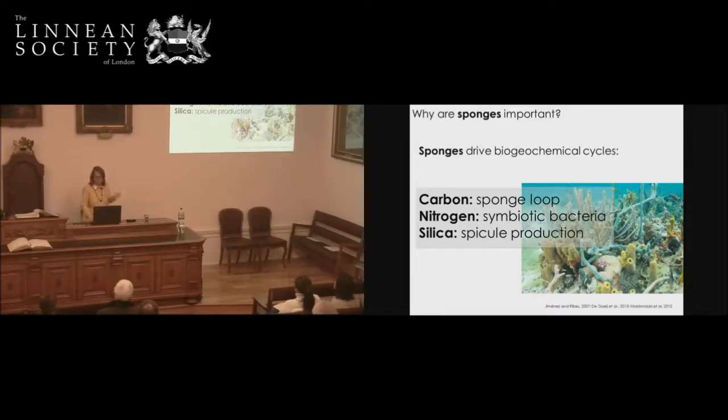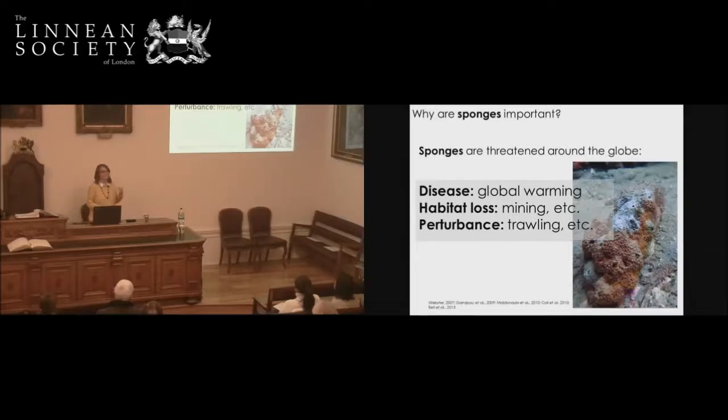So ecologically, you see, they're really important. But they are threatened everywhere. They are suffering from major diseases in the Mediterranean, in Australia, in the Caribbean, everywhere. And these diseases are related to global warming because there are many different pathogens that start growing in the sponges when the water gets warm. They're losing habitat because of coastal development, because of mining, because of fisheries, trawling, etc. So they are really affected by all these human impacts.